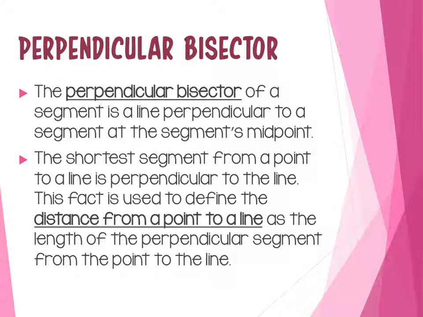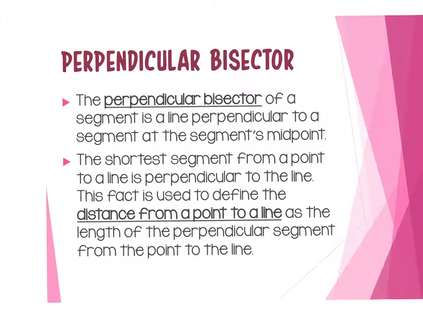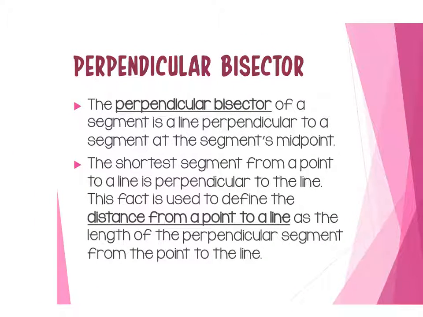Okay, good. So the first thing we're going to learn about is a perpendicular bisector. If you dissect that, perpendicular means right angle, bisector means what? What happens when you bisect something? Cut it in half. So we're putting those two together. We're saying that the perpendicular bisector would be a segment that's a line perpendicular to another segment at its midpoint.